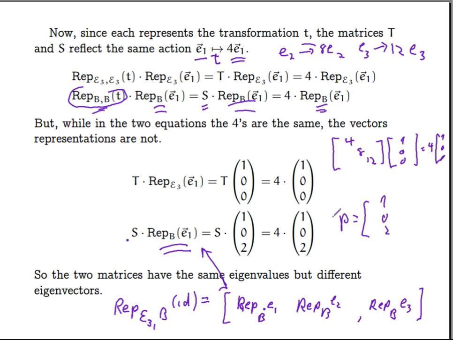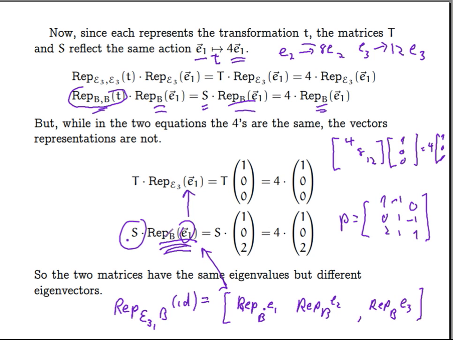So it turns out that the eigenvector of S is exactly equal to the representation of the eigenvector with respect to T in terms of the new basis. So this is how eigenvectors transform from one representation to the other. In order to get an eigenvector for a new representation of a linear transformation, all you have to do is take the old eigenvector, change the representation, and that will give you an eigenvector for the new matrix.